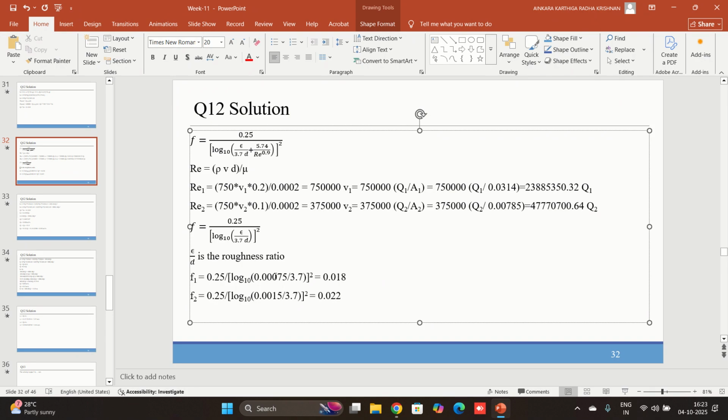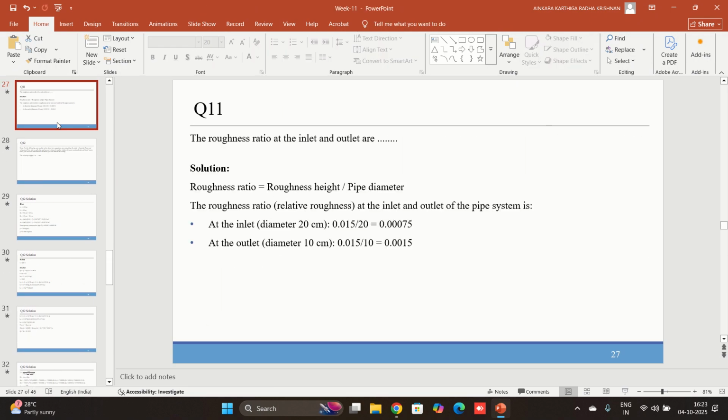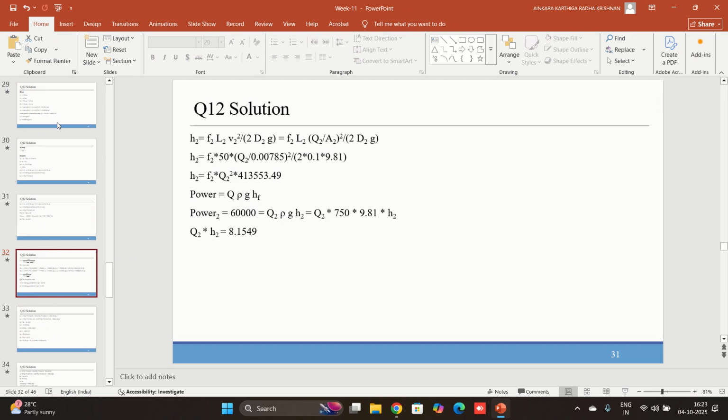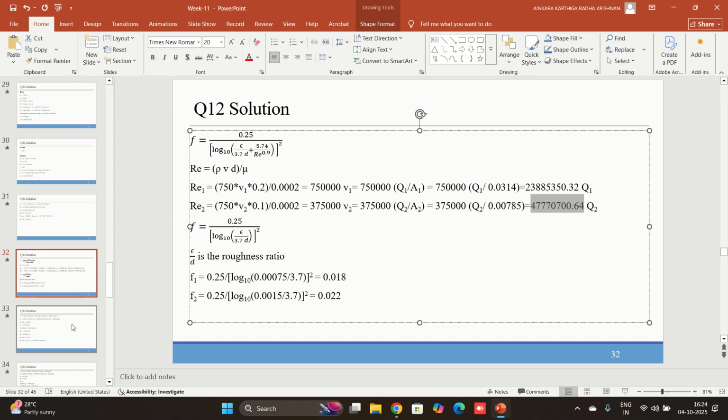Why this change? Because I kept it as 0.0075. While doing it I also showed you, it was some mistake from my end, so it is 0.00075. If you want I'll check once again: 0.015 divided by 20, it is 7.5 into 10 power minus 4. It is not 3. Because of that I have to change in subsequent slides as well wherever it comes. So f1 is 0.018, f2 is 0.022, and again here also it needs to be changed. So leaving those, we'll do it right this time.